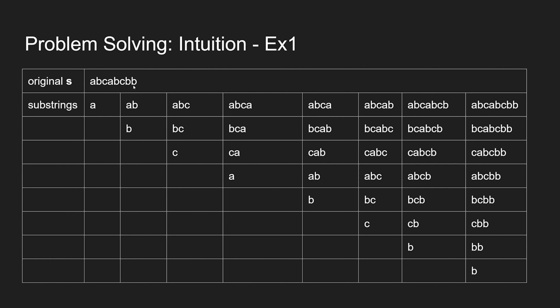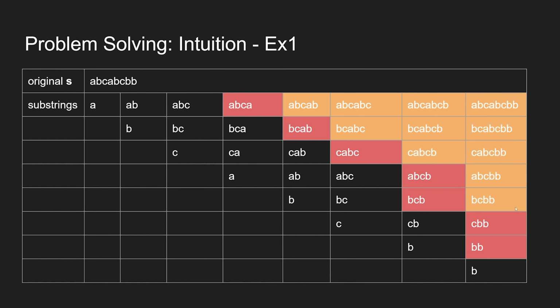So for our original example 1, the 8 length string, we have a bunch of substrings. So A, AB, ABC, and so on. Pretty much the first row is the full string, one character added at a time, and then the second row is without the A. So yeah, you can follow along the patterns here. And now we have to remove all the strings with repeated characters.